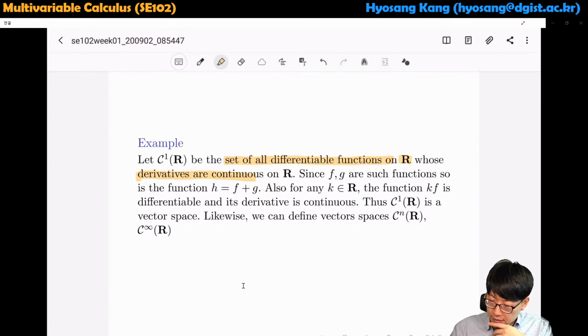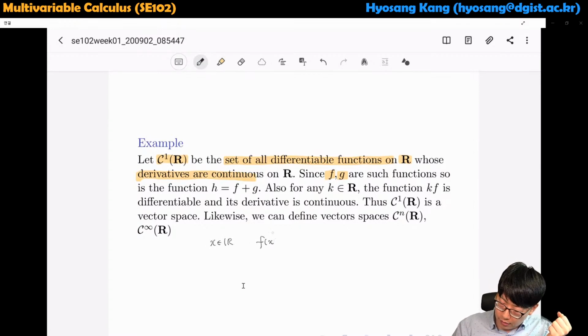And suppose that you have 2 such functions in this set. You can define an add f plus g as a new function, which gives the value added. If you take any x in the real numbers, then f plus g is a new function whose value at x is simply f(x) plus g(x). Okay, so let me rewrite this.